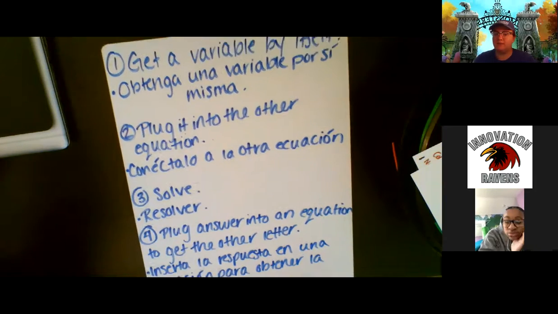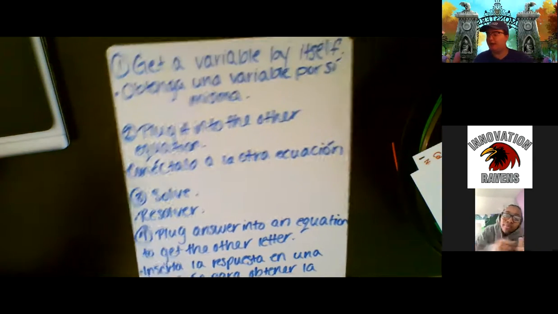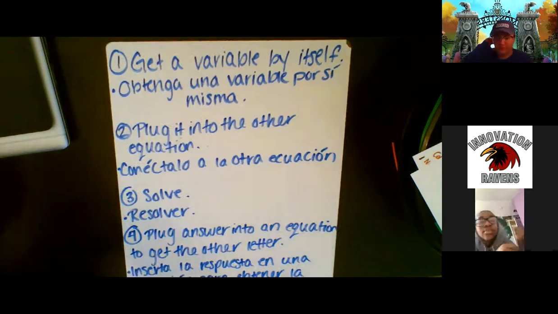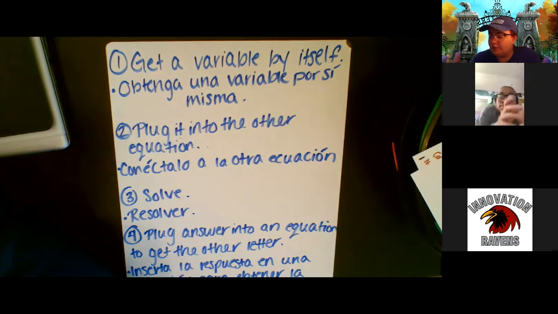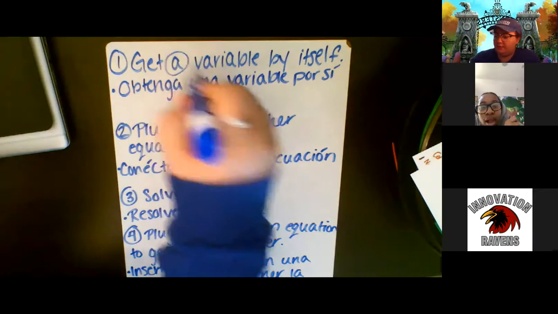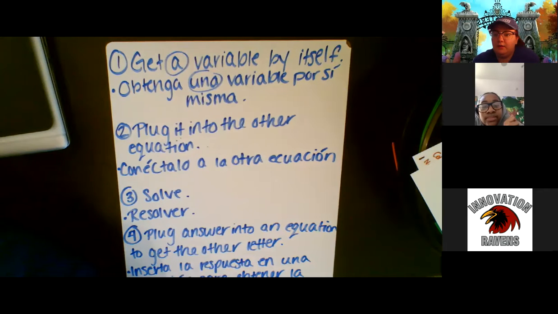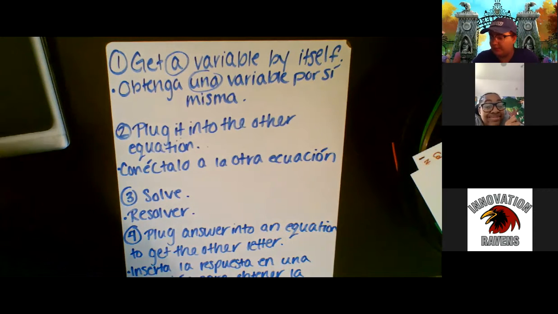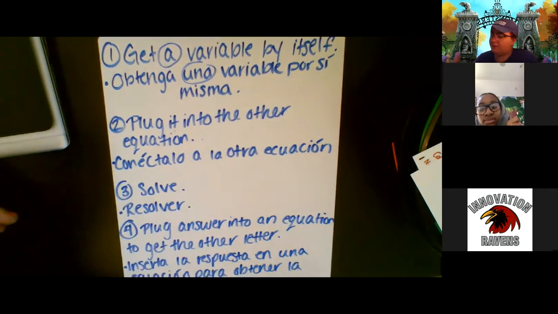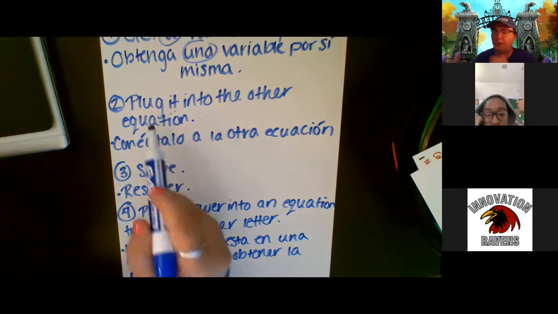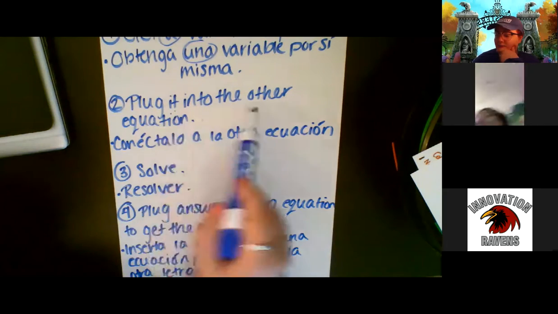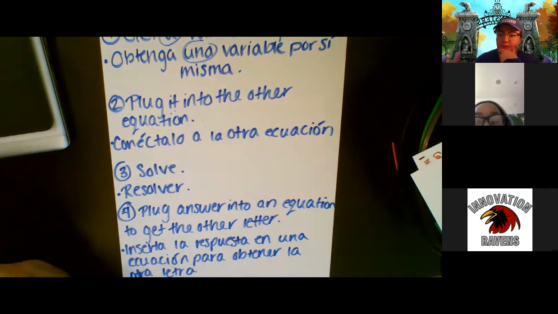So, 4 steps to solving a system of equations by substitution. First, we've got to get a variable by itself. One singular variable by itself. If you have 2 by itself, great, but you really only need 1 variable by itself. Once you have that variable by itself, you're going to plug what it's equal to into the other equation.